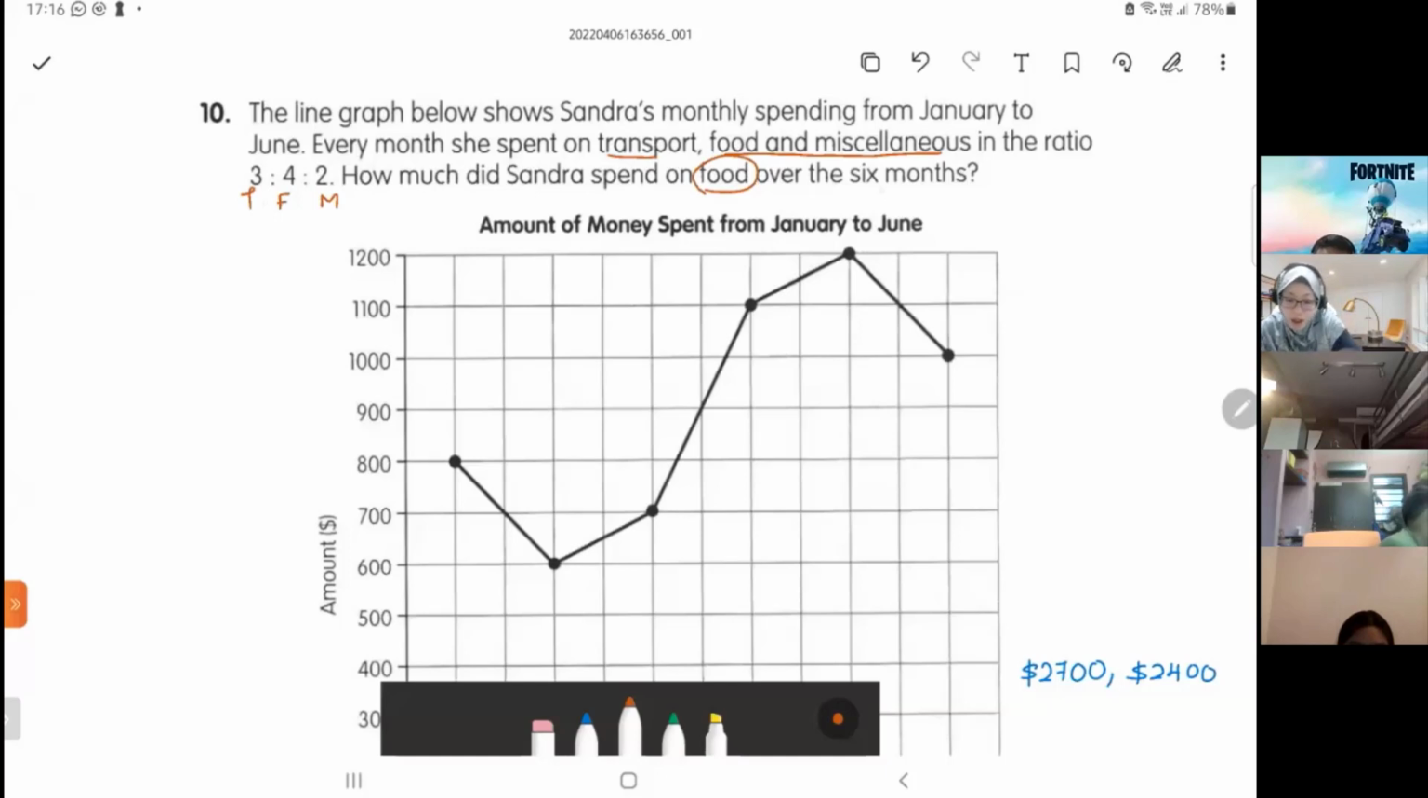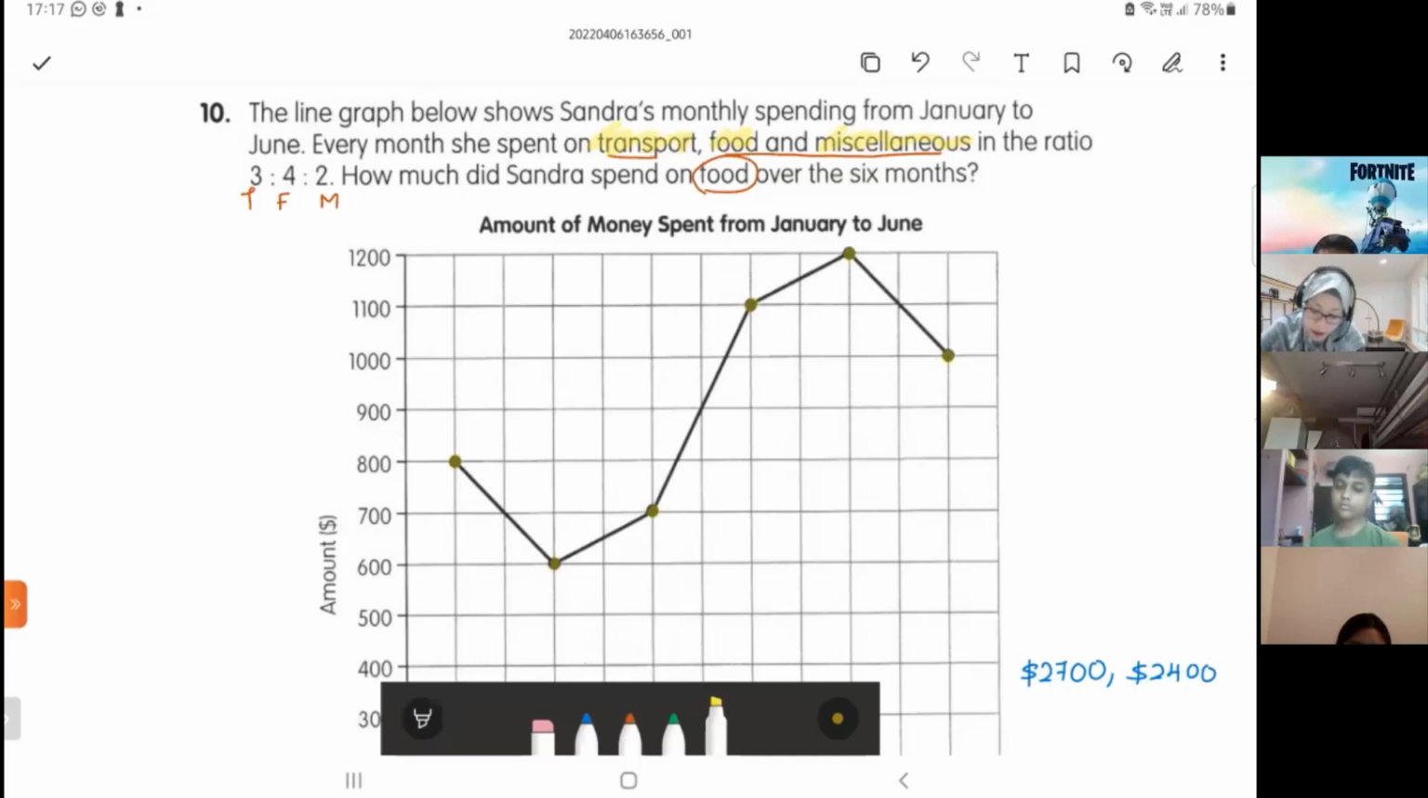Okay, so you can see that this whole graph, whatever they plot here, is the total of what she spent on transport, food, and miscellaneous. So all these numbers like 800, 600, 700, and then you have 1,100, 1,200, and 1,000, these are the totals spent for these three items each month. Now I want to know how much she spent on food over the 6 months.